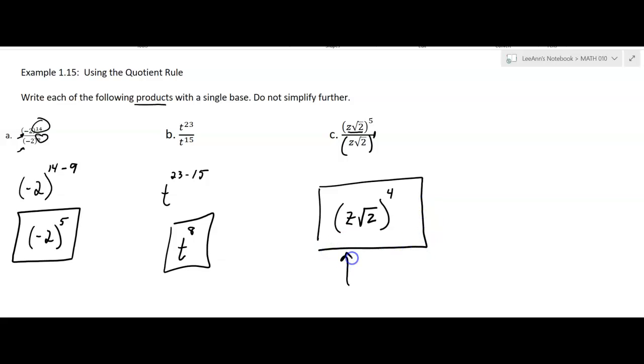Now, note that I put a line through my z. That's so I don't confuse it with a 2. So if you have problems with that, I suggest you do that too. All right, that is the quotient rule.